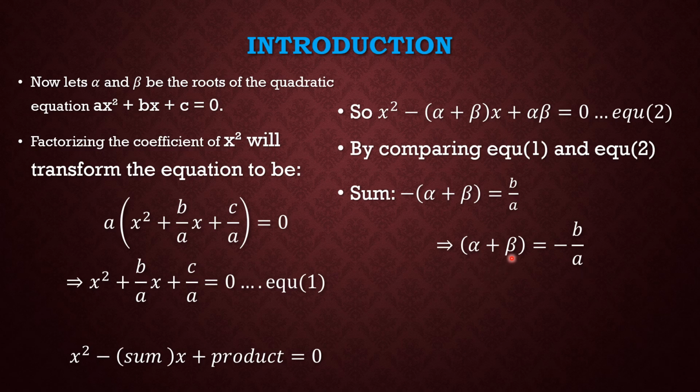So it means that the sum of the roots can be expressed in the form minus b over a, where b is the coefficient of x and a is the coefficient of x squared in the quadratic equation. Then at the same time, when you compare the product here, alpha times beta is the same as the expression c over a.